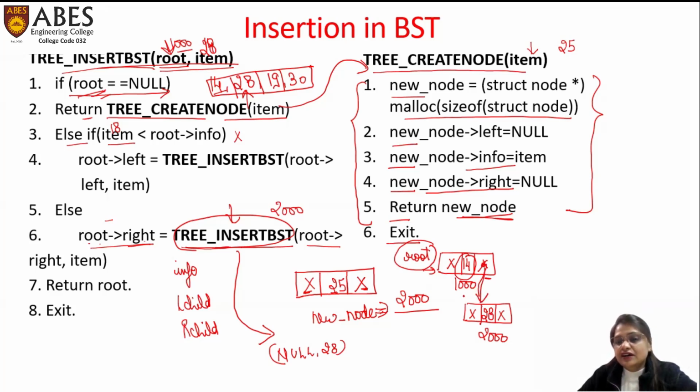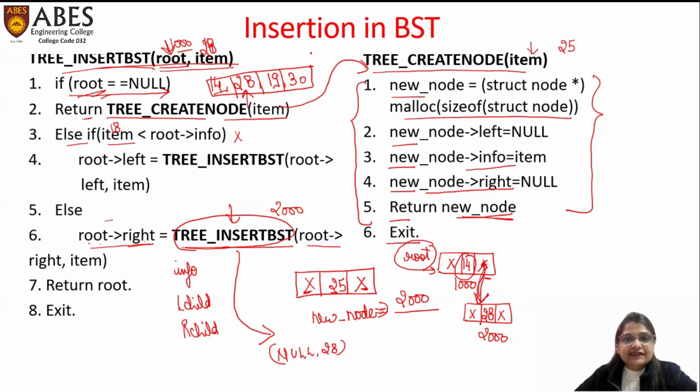Because if we follow the binary search tree concept, 28 is greater than 14. That's why 28 will automatically be placed as a right child. And if I execute this algorithm, you can see here that the connection has automatically been made with the right child of its earlier root. Yes?